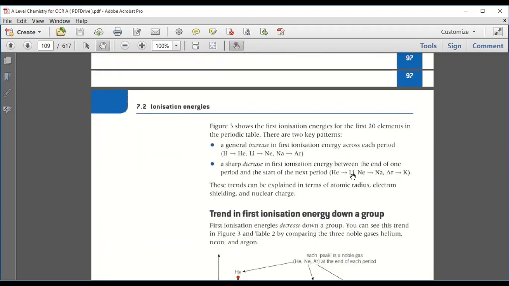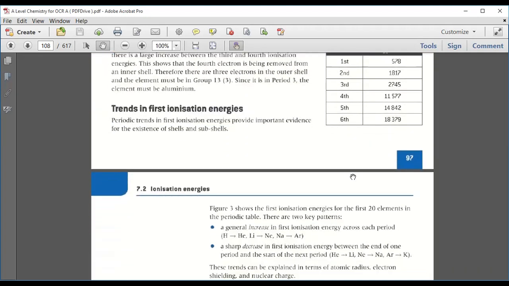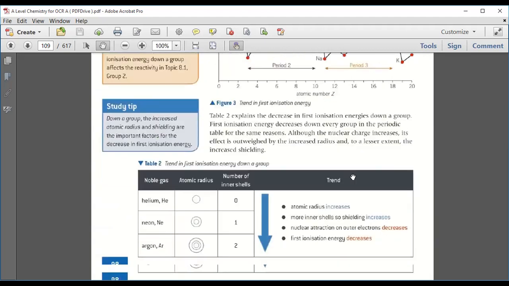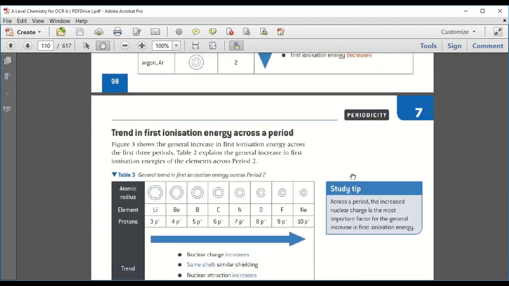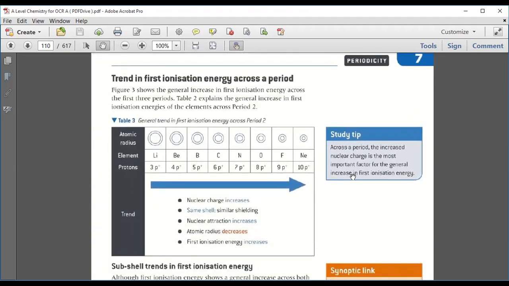So we studied the trend in the first ionization energy. Now, trend in the first ionization energy across a period, from left to right. That also we have covered. Now, lithium to neon: nuclear charge is increasing, plus 3, plus 5, plus 6, plus 7, plus 8, plus 9, plus 10. Nuclear charge is increasing, but that increment is in the same shell. You see the number of shells is 2, 2, 2, 2, 2, 2, 2.